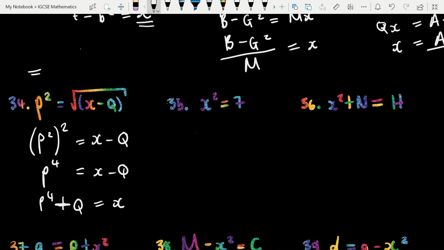x squared is equal to 7. Now I have a power of 2 that I want to take to the other side. It will be x is equal to the root of 7.